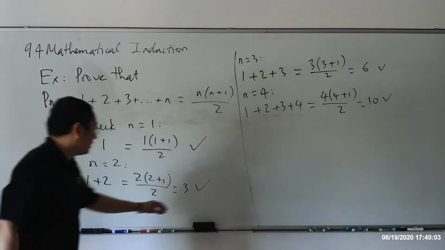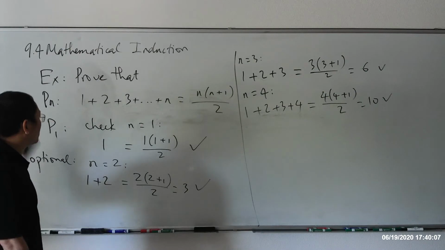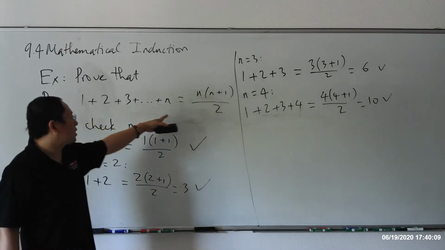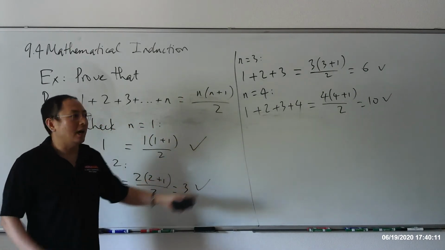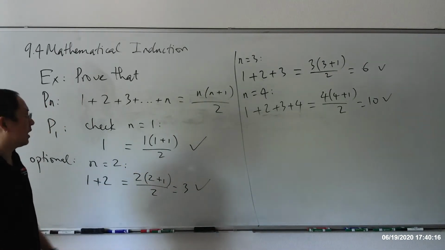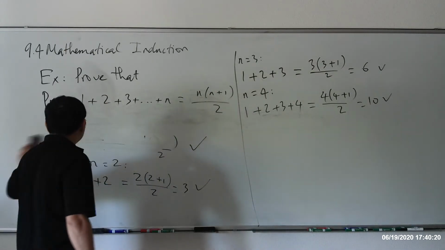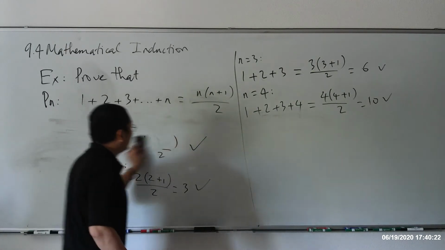So the second step for mathematical induction is this: the first step is right, so I'm going to assume that the equation is true up to n equal to k. Then I need to prove that if it's true for n equal to k, it will be true for n equal to k plus 1. And therefore, it will be true for any value of n. Okay, let's move on.